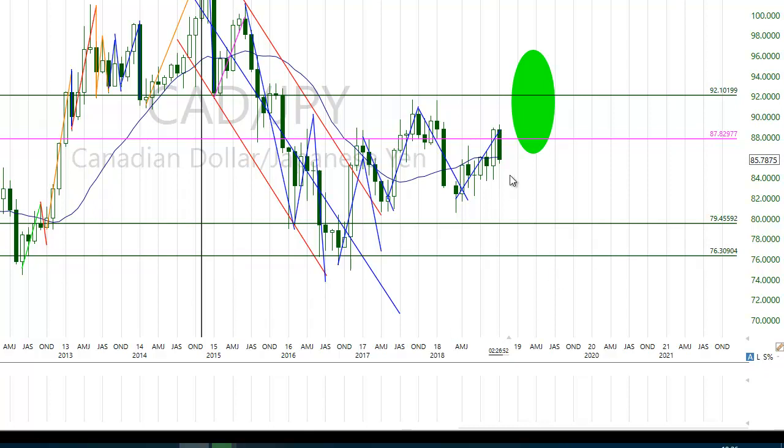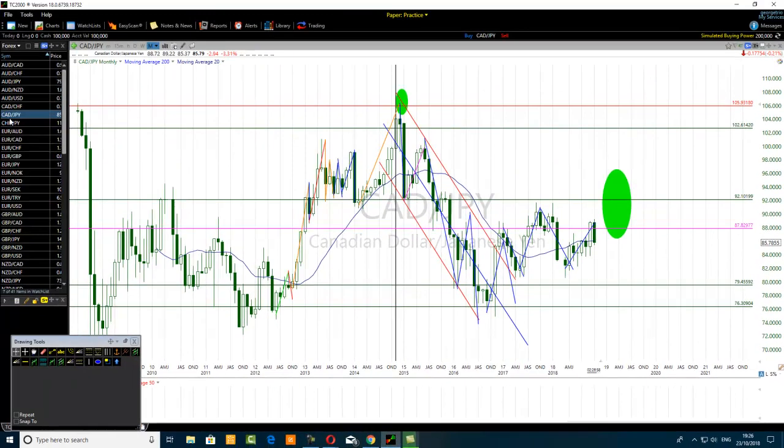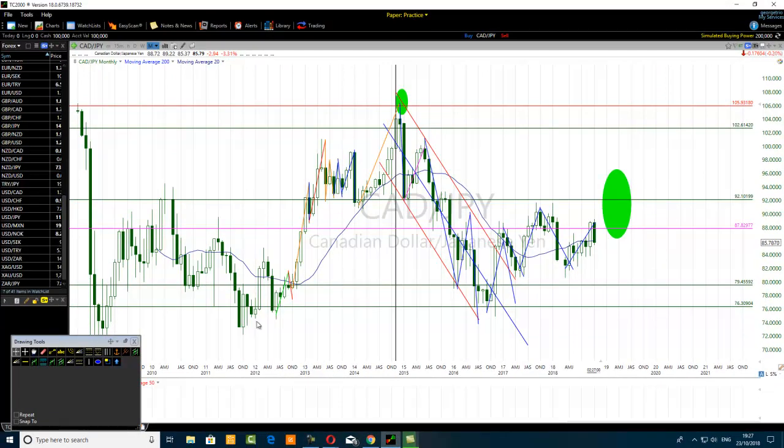trading setup. So you can see there was this here, this price went to a resistance level, it's pulling back for the Canadian dollar, Japanese yen. After coming out of that channel, it's oscillating.